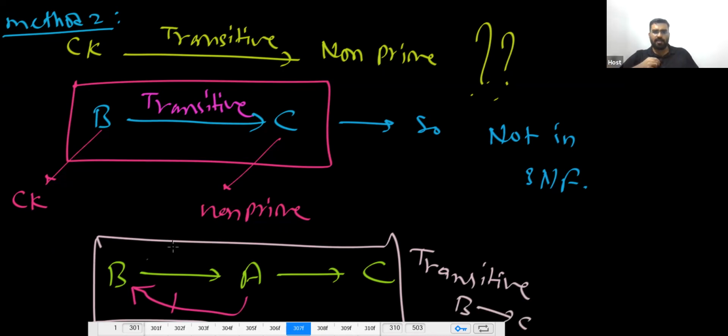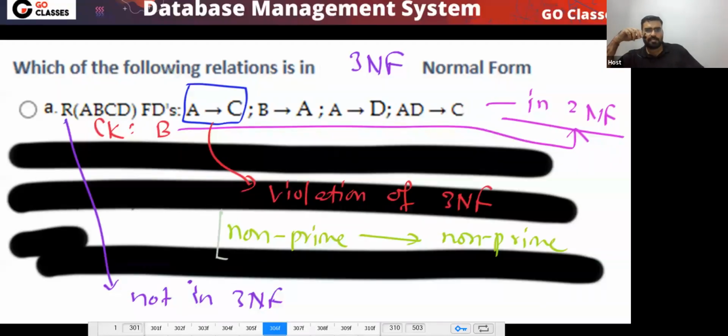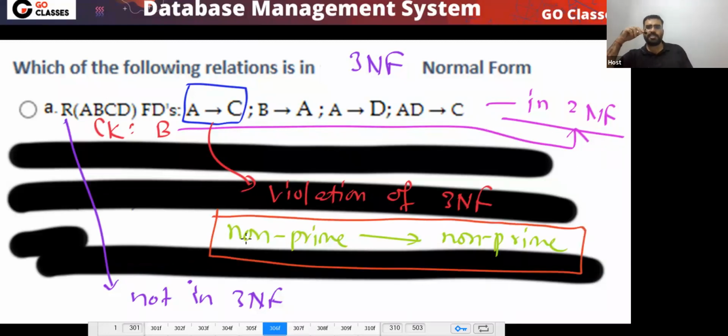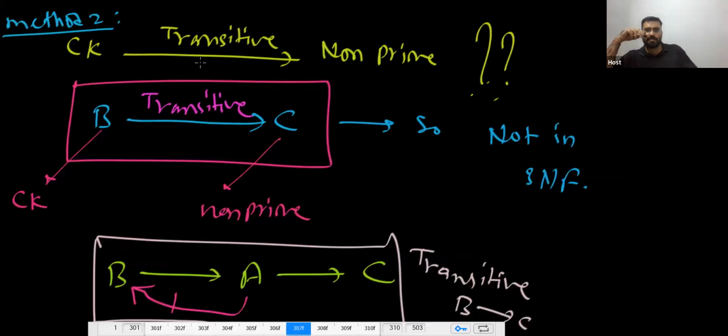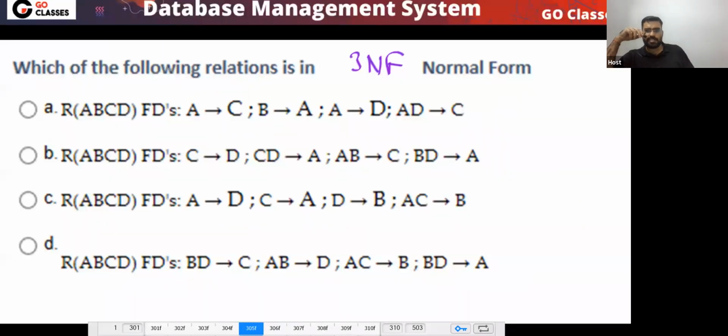Is this point clear? Tell me. This is an alternative method. So you can also check transitively. Either you can check like this, or you can check like this. Did you understand both of them? Either you can check non-prime to non-prime, which is the violation of 3NF, or you can check candidate key to non-prime, which is a transitive dependency. Okay, let's see the next question.